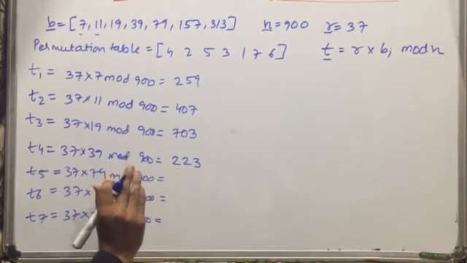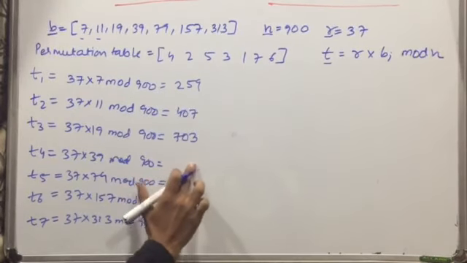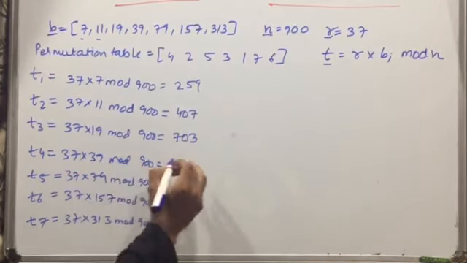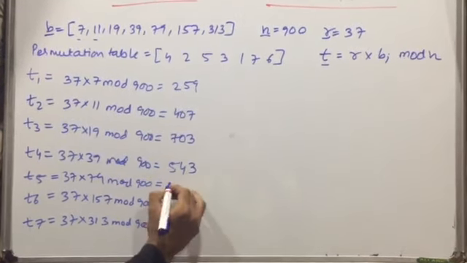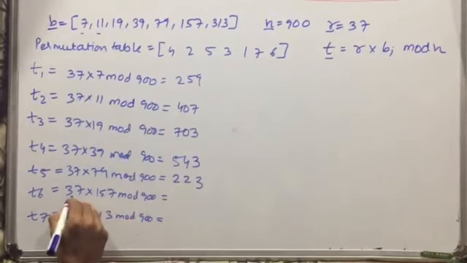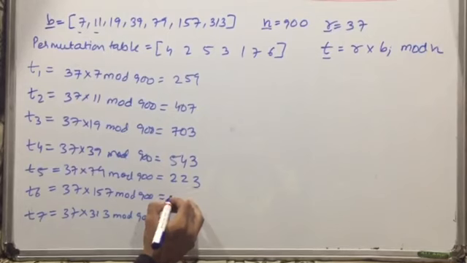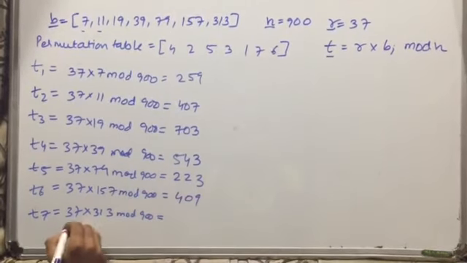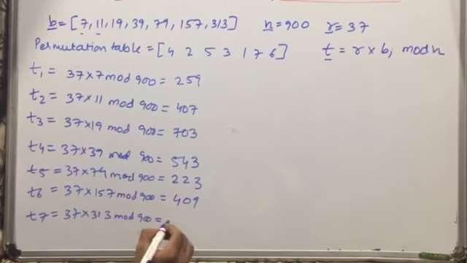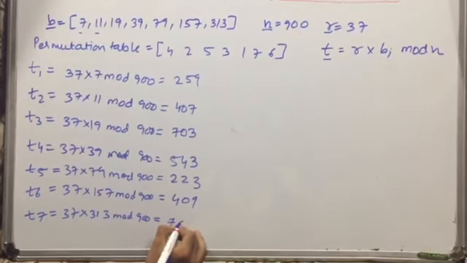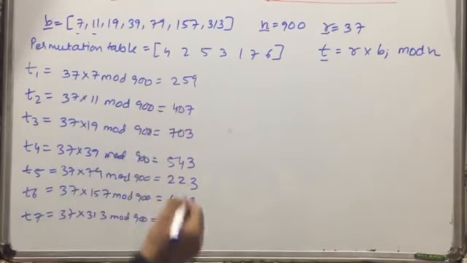Sorry. For here, 37 into 39 mod 900 is 543 and 37 into 79 mod 900 is 223. 37 into 157 mod 900 is 409. 37 into 313 mod 900 is 781. Okay, so now you have to write this in an array form.